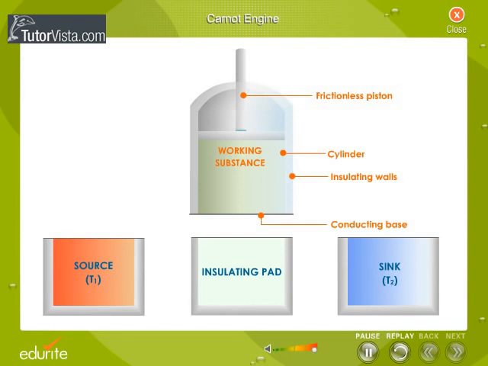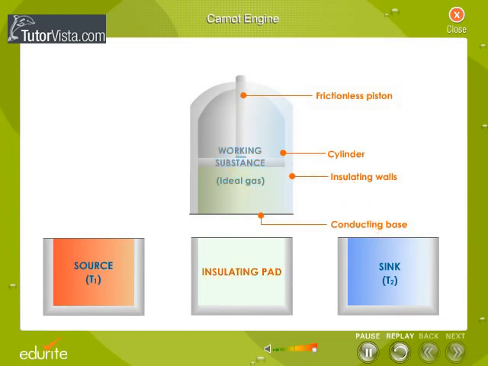Working substance. The working substance in the Carnot engine is the ideal gas which absorbs heat from the source, does some mechanical work and rejects the remaining amount of heat into the sink.